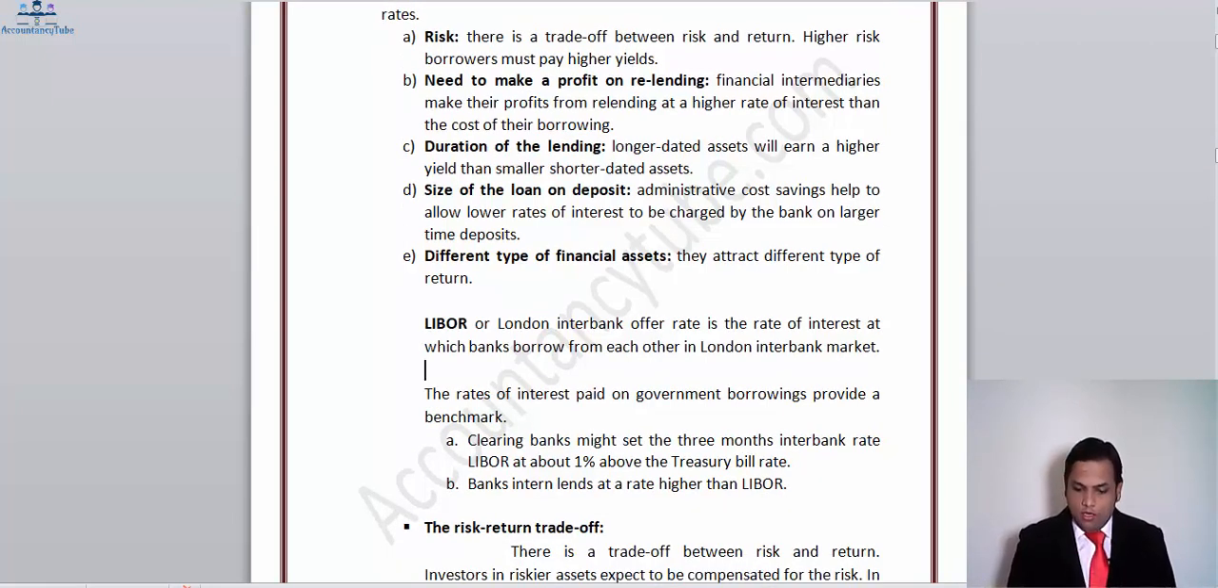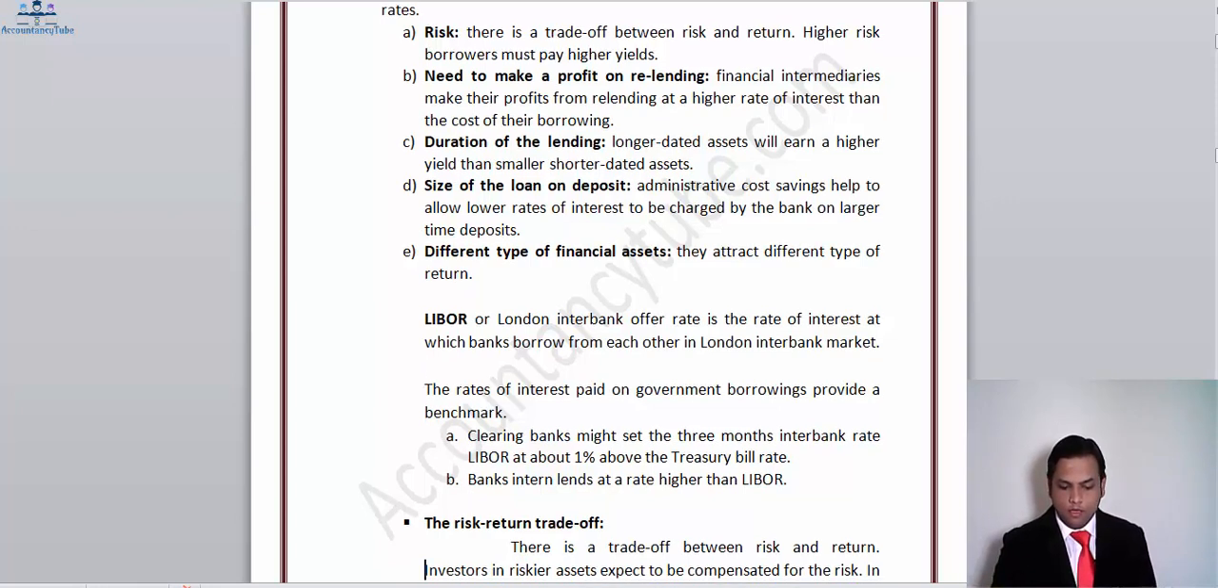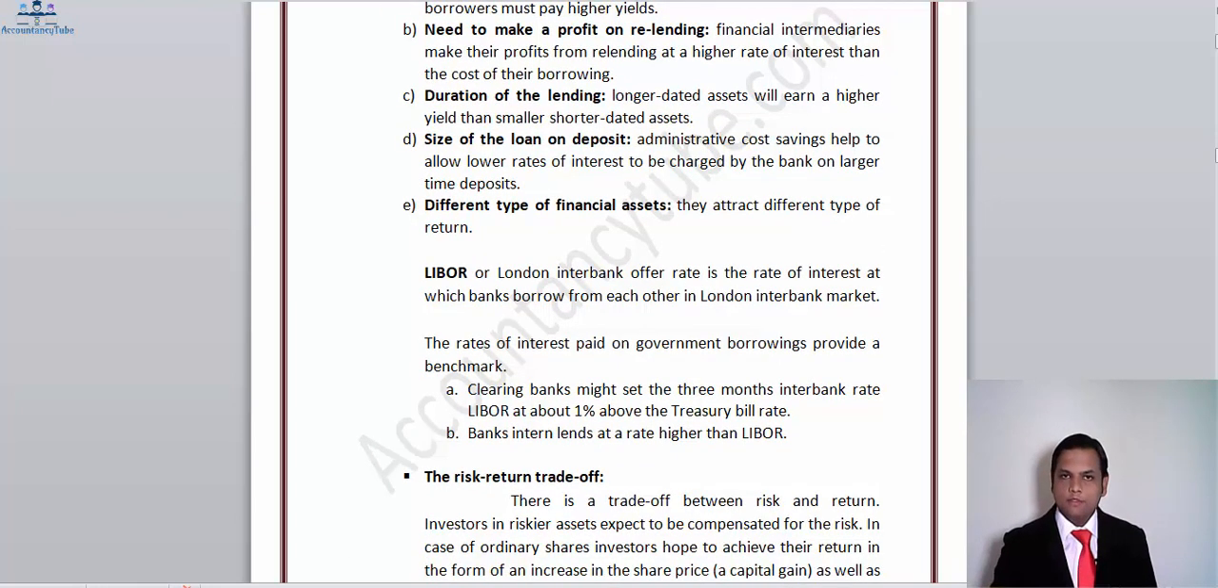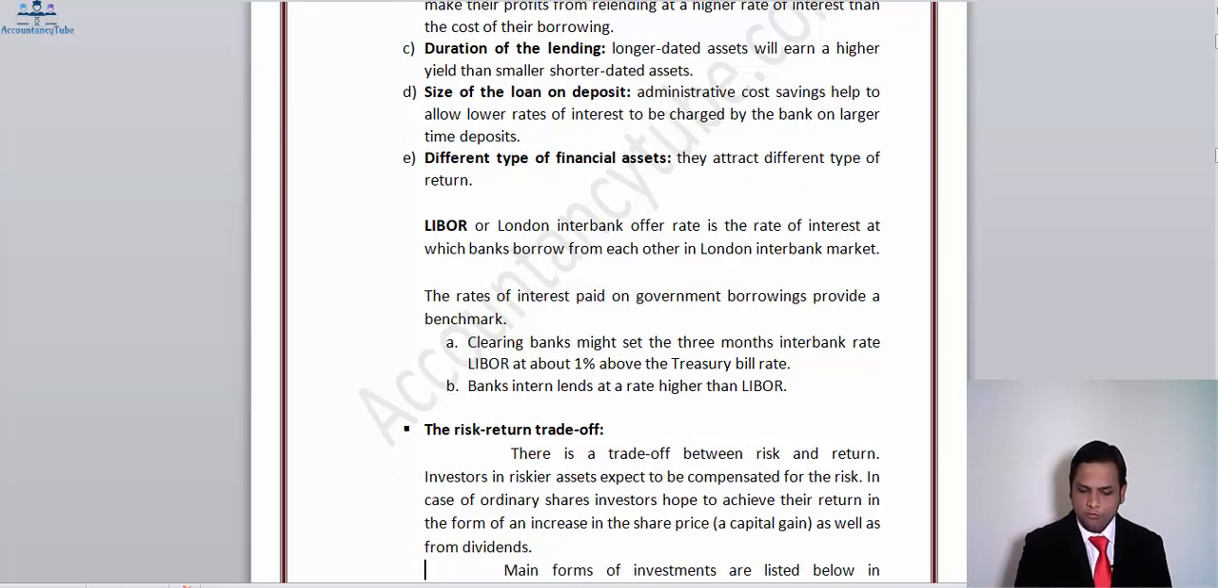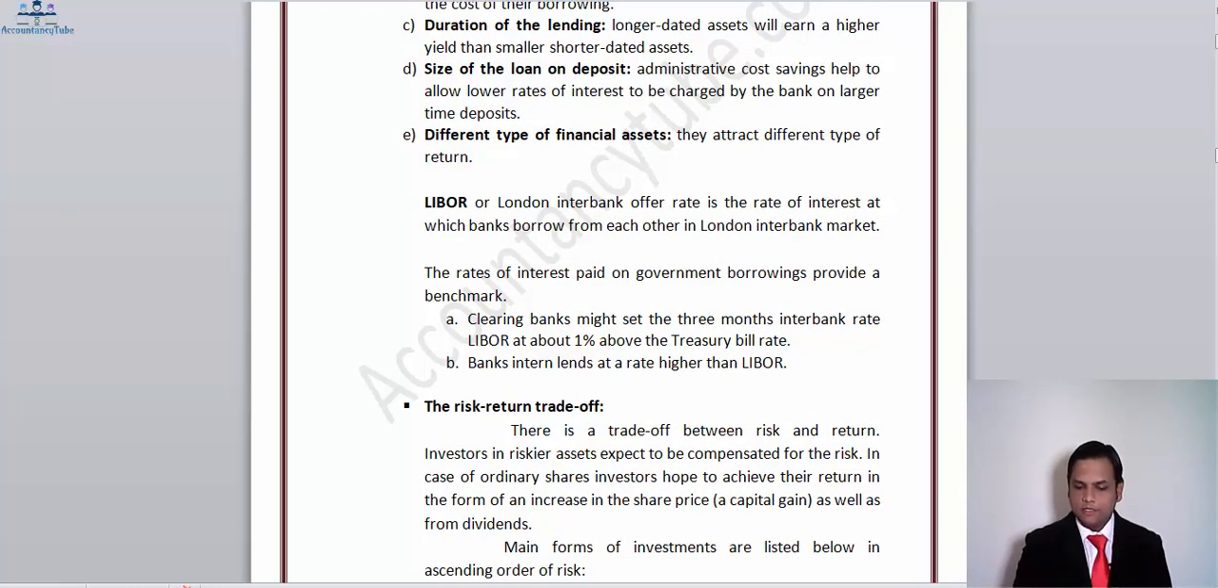That is the rate of interest at which banks borrow from each other in the London interbank market, set by the central banks. And the borrowing between the banks is done above those rates. The minimum threshold is set by the central bank. Then we've got the rates of interest paid on government borrowings, which provide a benchmark. Clearing banks might set the 3-month interbank rate, LIBOR, at about 1% above the Treasury bill rate.